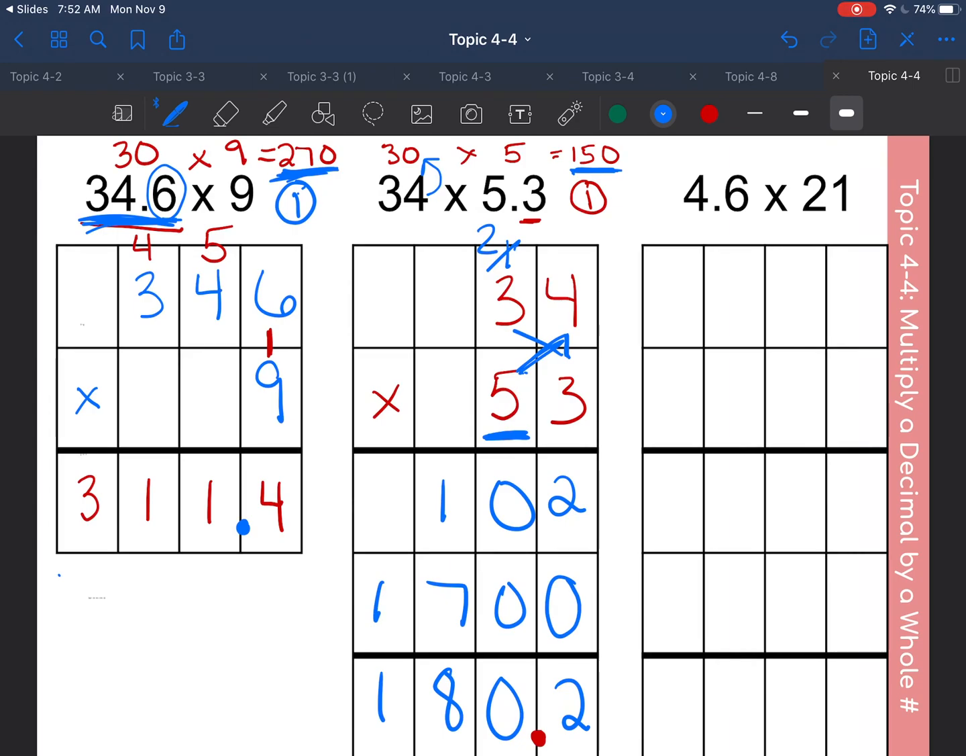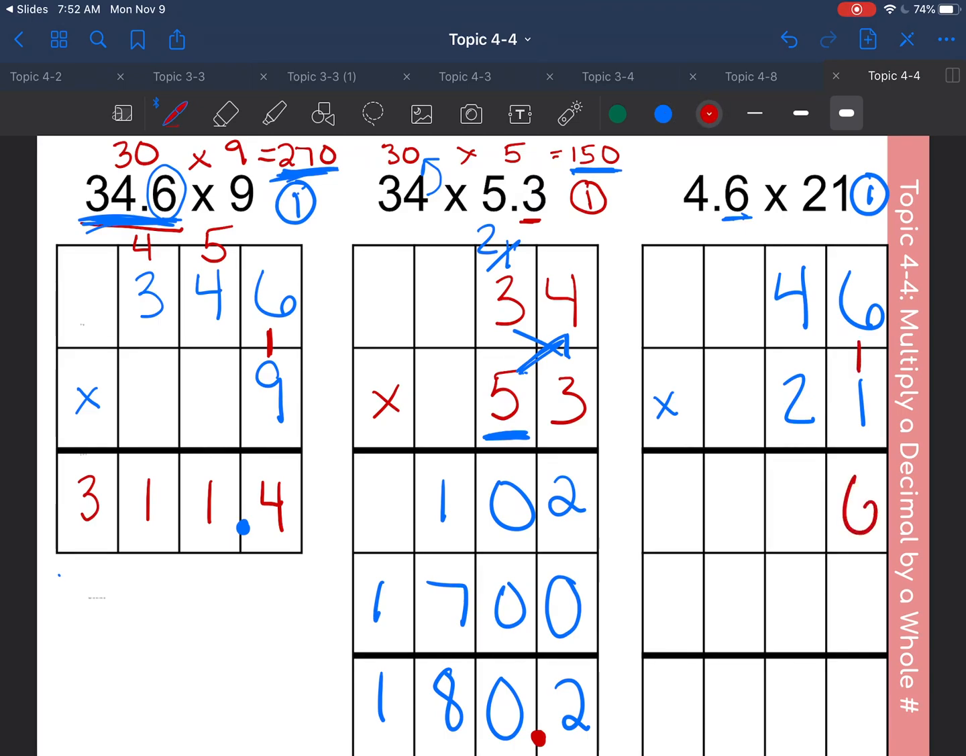And the very last problem. How many total decimal places do we have in our problem? This has 1, this has none. So we have 1 decimal place. So at the very end, our answer has to have 1 decimal place in it. So we take out the decimals. We do 46 times 21. Multiply that right now. What do you get when you multiply 46 times 21? Fill that in your notes.